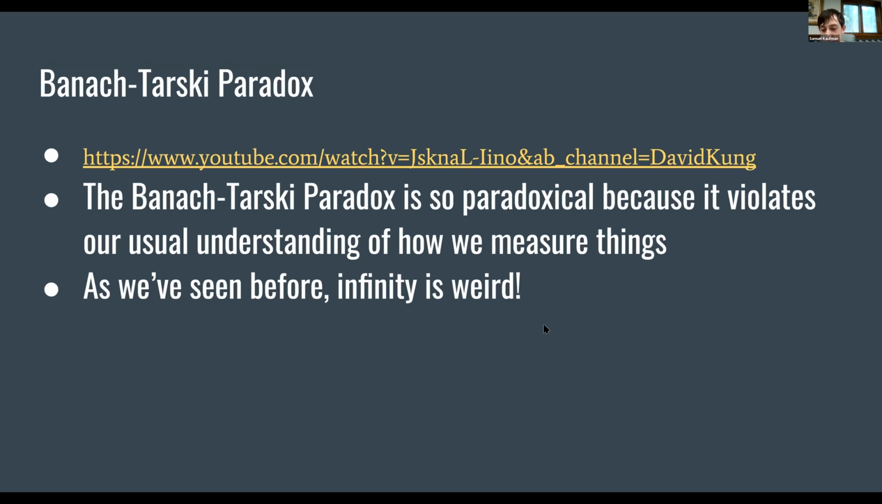And this is another example of the way infinity can be weird, right? So you start with one ball, you make it into two. We were only able to do that because there were infinitely many points.